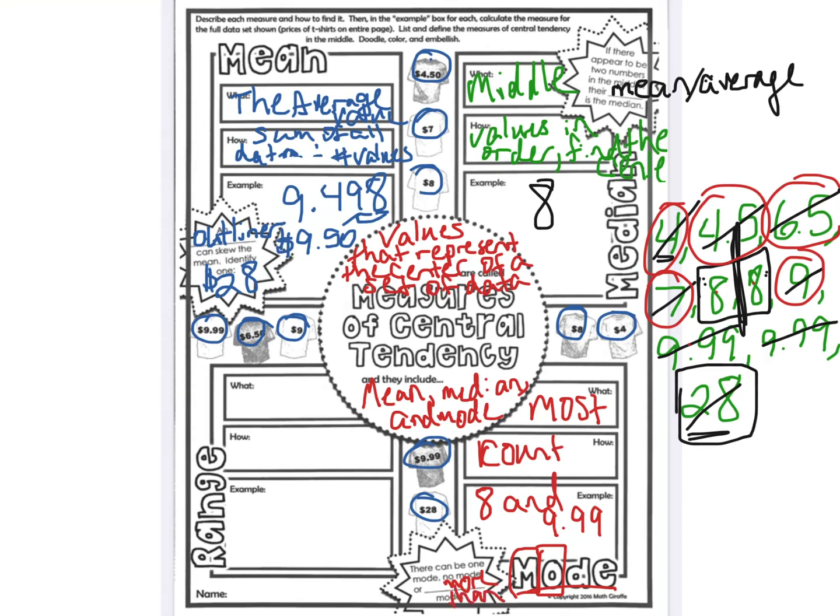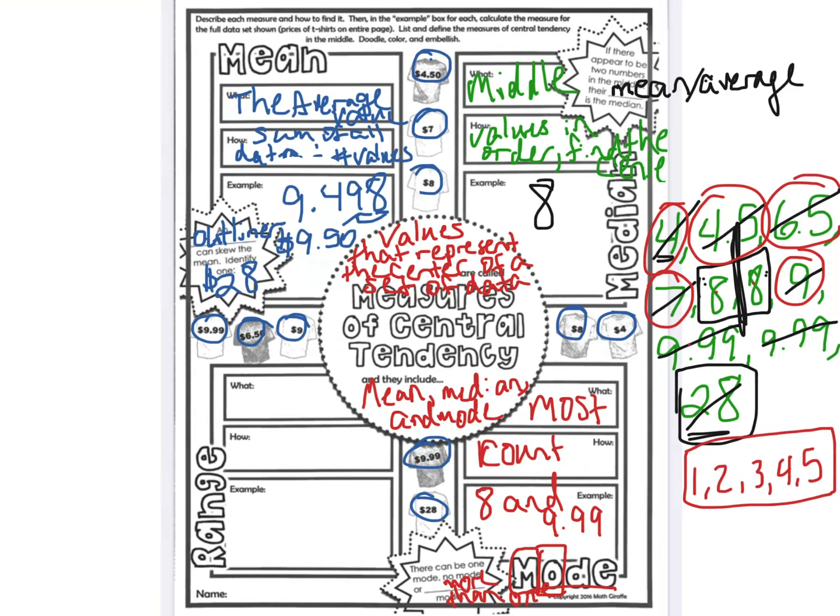or you can have no modes. If your data was 1, 2, 3, 4, 5, these all appear exactly the same. So in this set of data, we don't have a mode because they're all appearing exactly the same amount of times. All right, last but not least, let's talk about range.